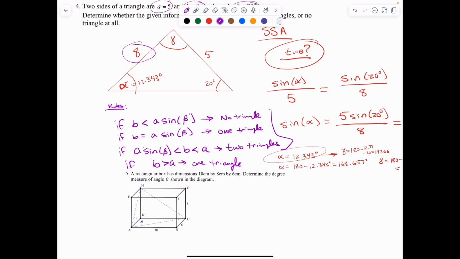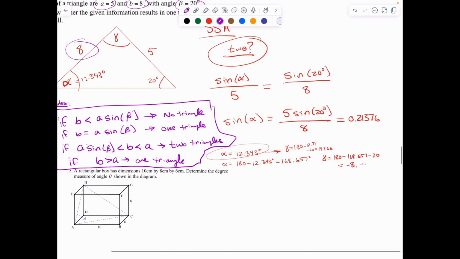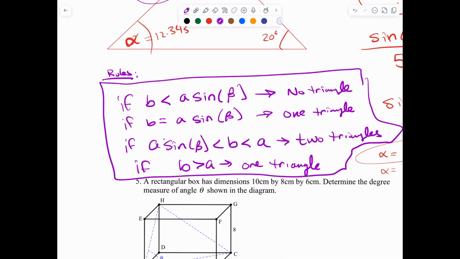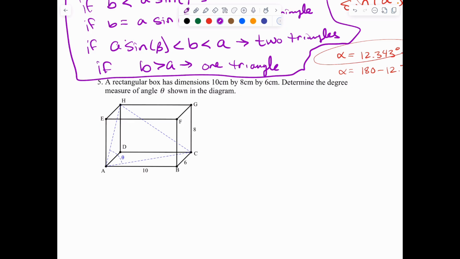If you really want to memorize all of these rules, you can go ahead and do that. Or you can experiment. I was always a big fan of experimentation instead of memorization, but if the memorization helps, you go ahead. One more, number 5, rectangular box. Here we're going to have to solve several triangles. We want to know the measure of that angle.